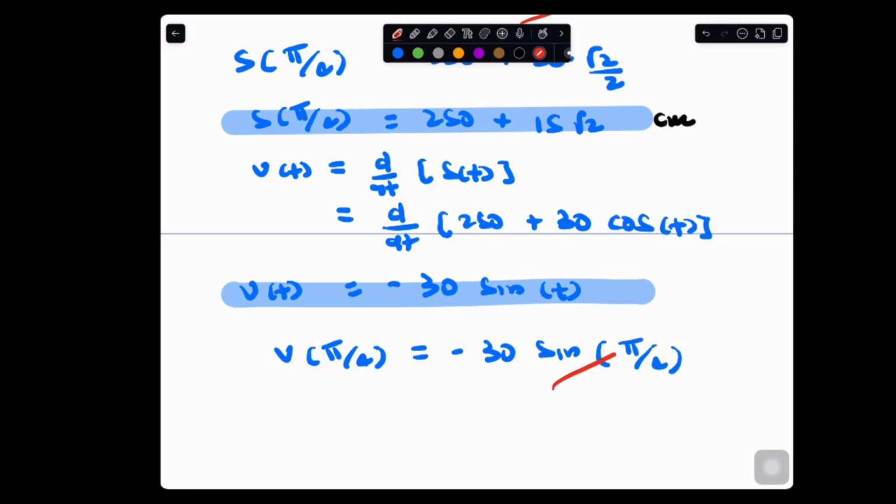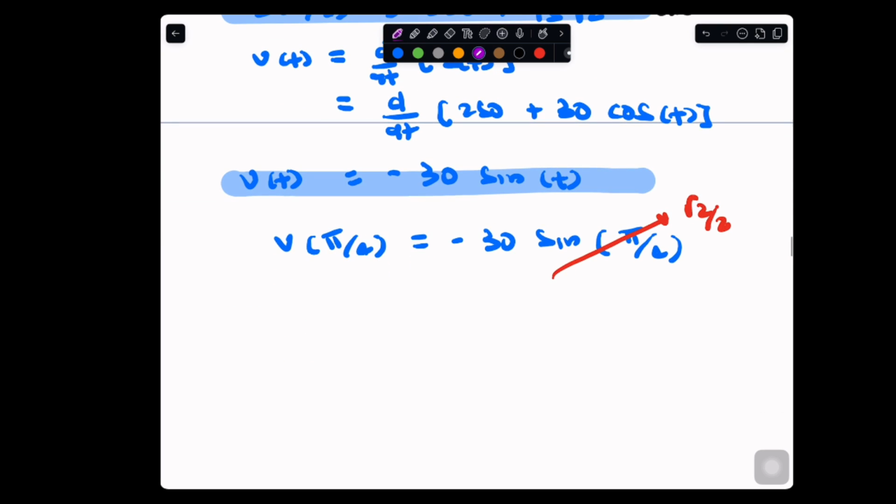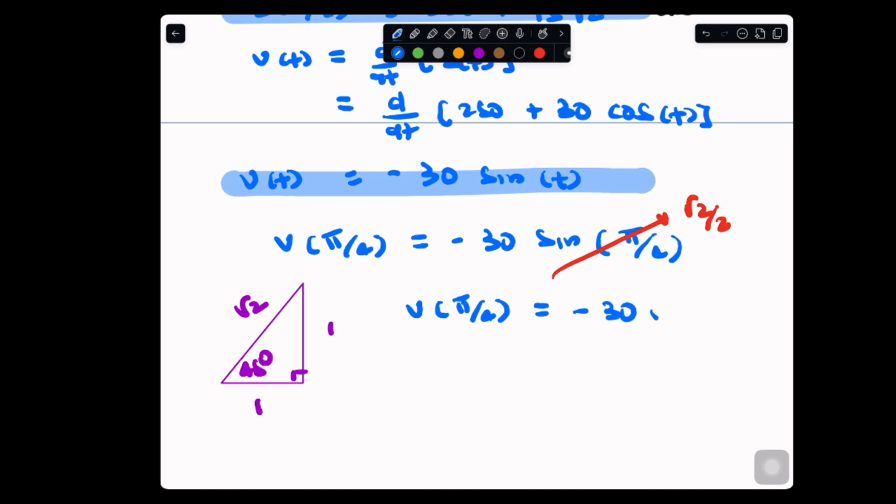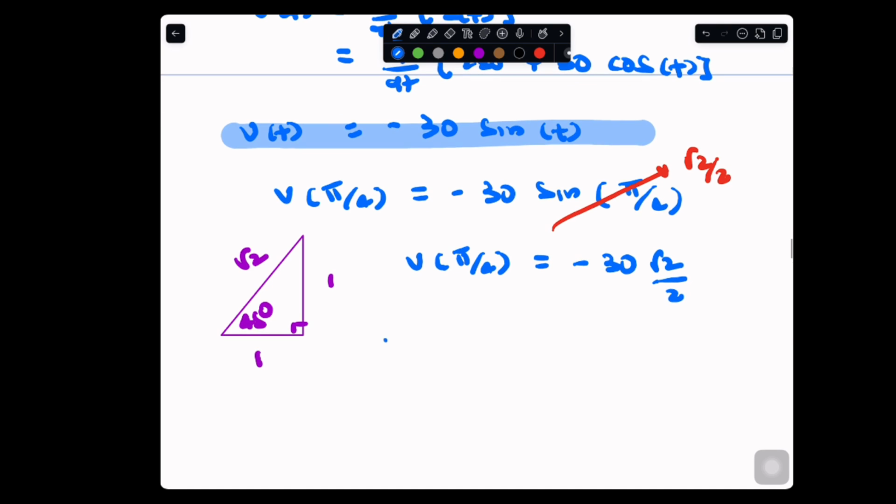And like I said earlier, if you look at this, I didn't draw that, but for 45 degrees, this is 1, 1, square root of 2. So you use your definitions of sine and cosine kind of from geometry. Negative 30 square root of 2 over 2. V of pi over 4 becomes negative 15 square root of 2. It's what they're looking for.